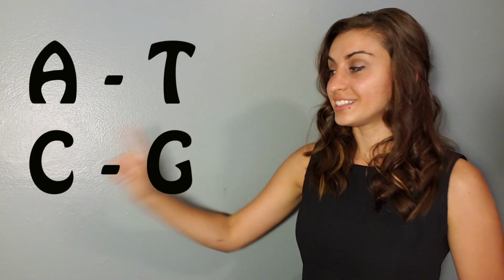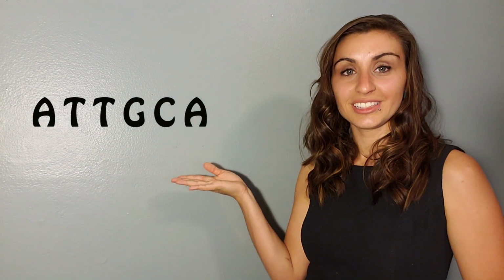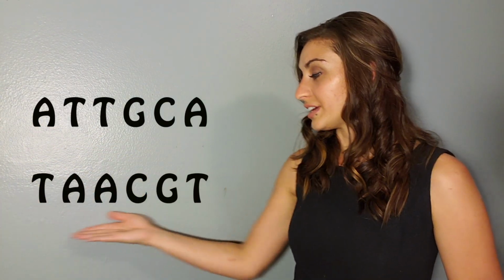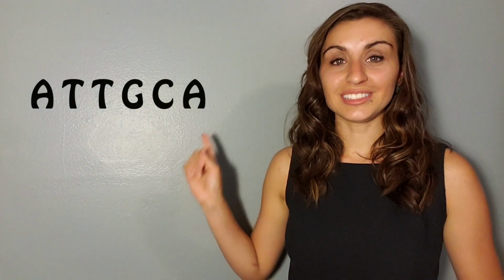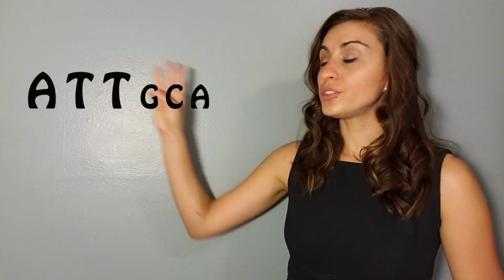It's a code. Now, A's only attach to T's and C's only attach to G's. So if you have a strand that reads like this, the other strand will read like this. Unless there's a mutation, which is a completely different story that we might get into for M. But for now, let's talk more about this ATGC code. It is read 3 at a time. So every 3 nucleic acids is 1 amino acid.